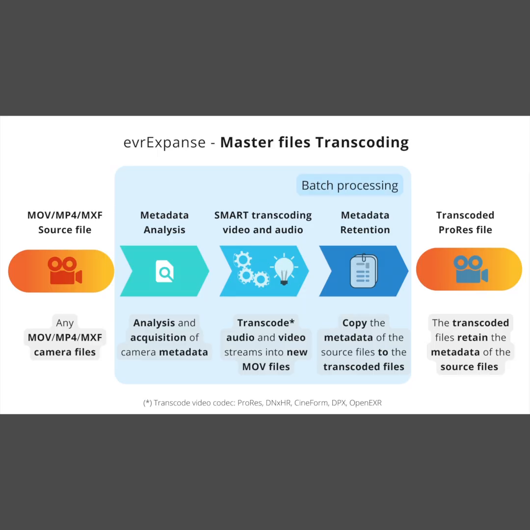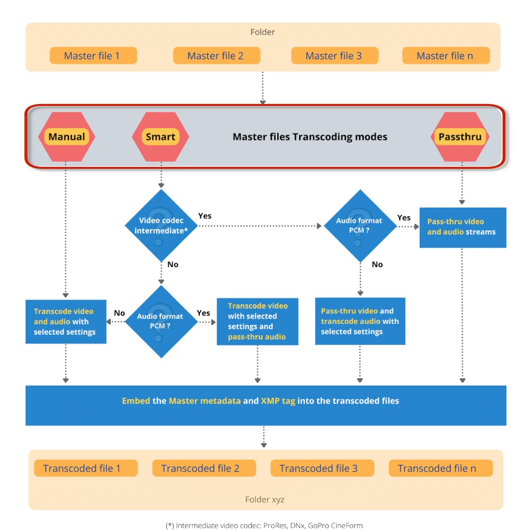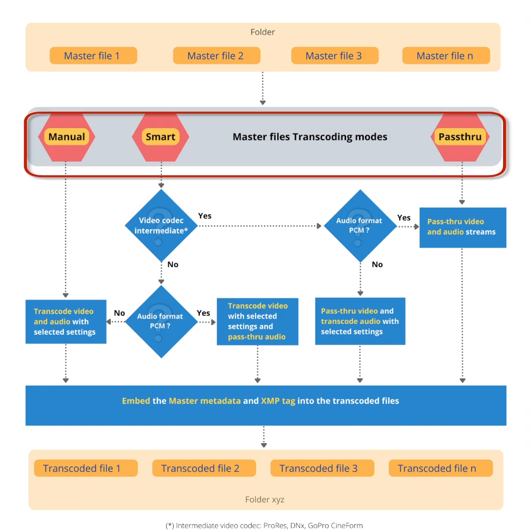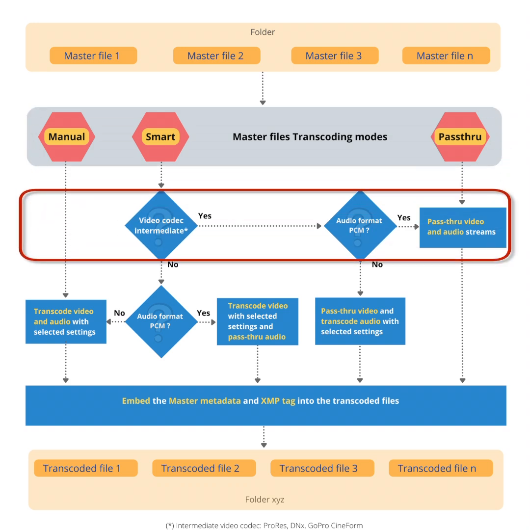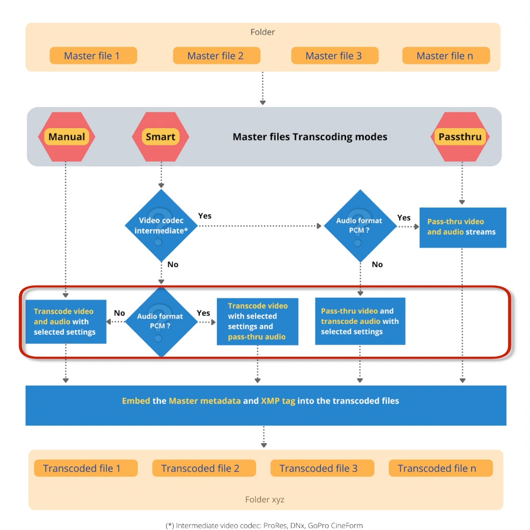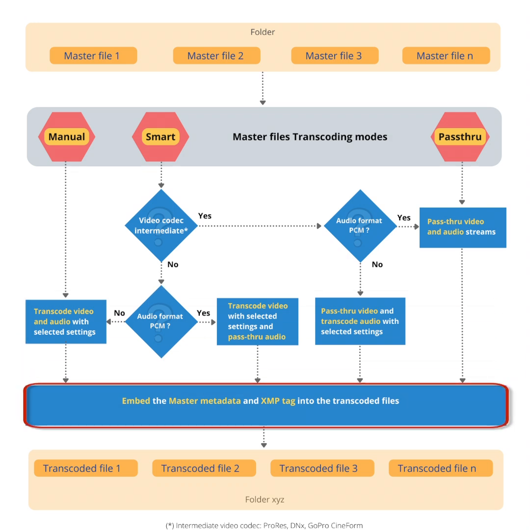The main concept behind evrExpanse transcoding function is to create a one-to-one copy of the original files using an intermediate codec while applying smart techniques to optimize the process. Smart mode decides if transcoding is necessary for audio and video streams based on codec type. Intermediate codecs like ProRes, DNX, Cineform, and PCM for audio don't require transcoding. Smart transcoding maps master media parameters to destination media parameters, reducing computation and load.